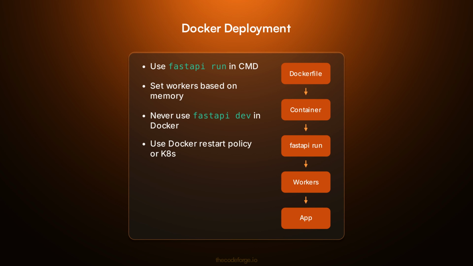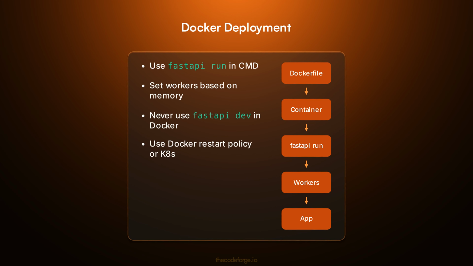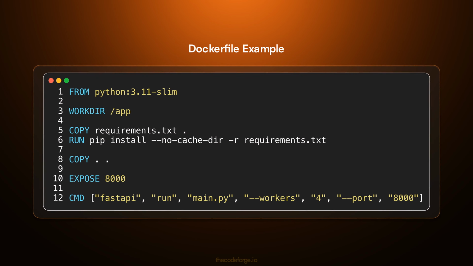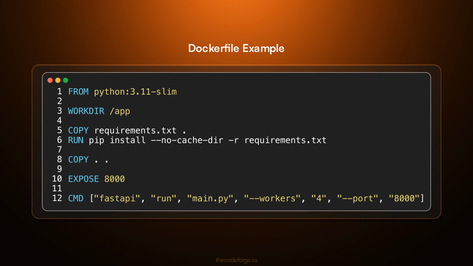For Docker deployment, use fastapi run in the CMD. Set workers based on available memory. Never use fastapi dev in Dockerfiles. It's only for local development. Here's a production Dockerfile. It uses fastapi run with 4 workers. Adjust the worker count based on your container's memory. For Kubernetes, scale horizontally instead of using many workers per pod.